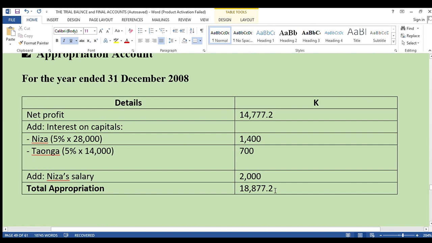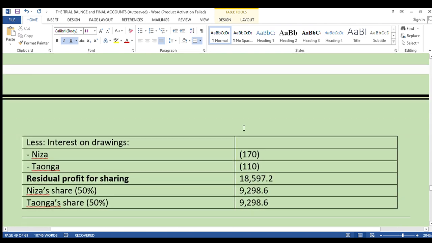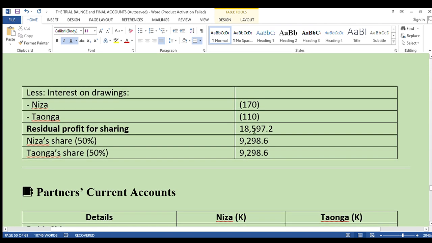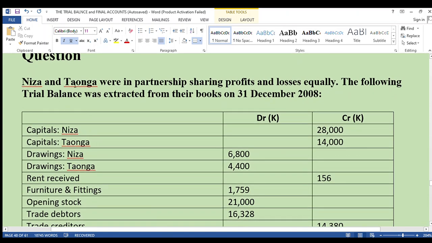Then from this, you have to remove the drawings. We're going to remove the interest on drawings, which for NISA was this, and for Taonga is this. Once you remove these two from this total appropriation, you get the residual profit for sharing. So this is the profit that's going to be shared. For NISA it's 50% and for Taonga it's 50%, according to the instructions we were given at the beginning, where it says NISA and Taonga were in partnership, sharing profits and losses equally.